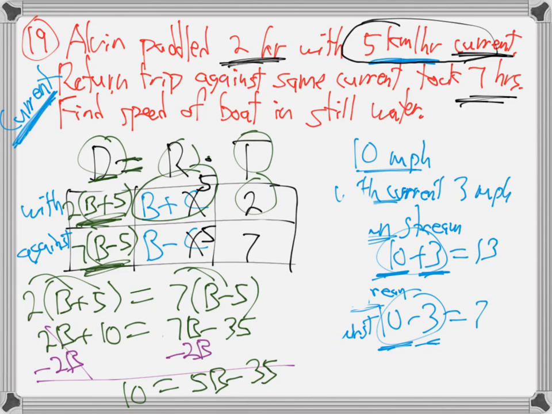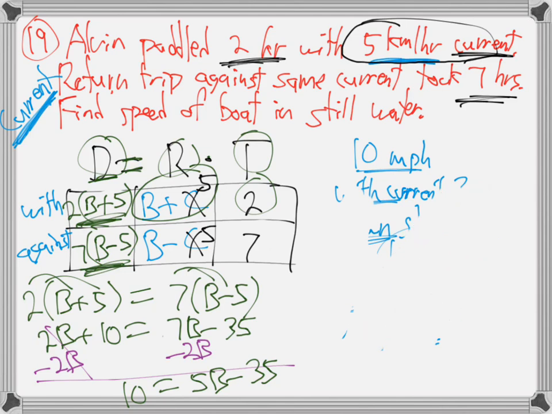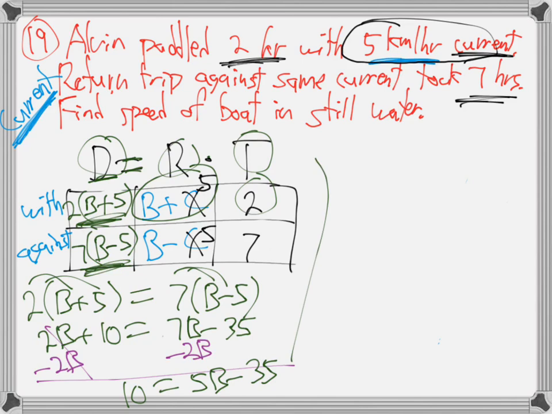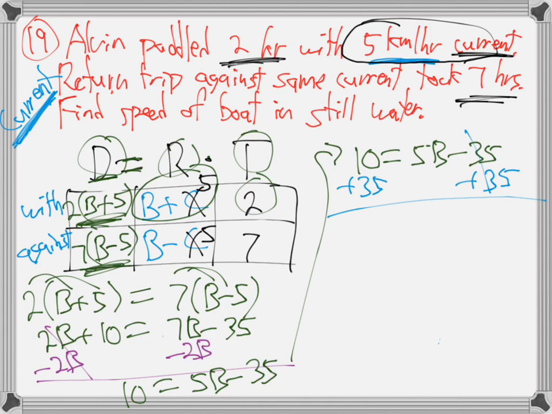I'll erase this and finish up this problem. We're almost there. Trying to solve for B, the boat speed. What's next? Add 35. Boom. That's 45. Divide by 5. B is 9.